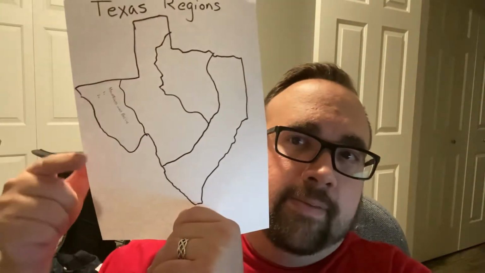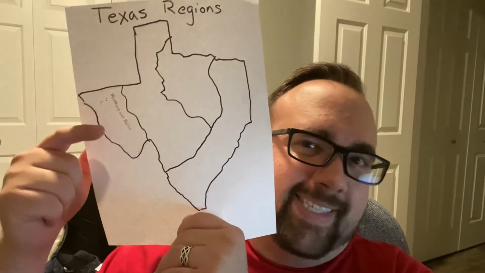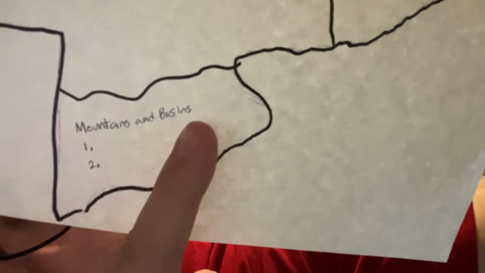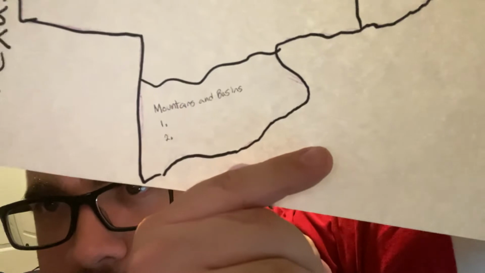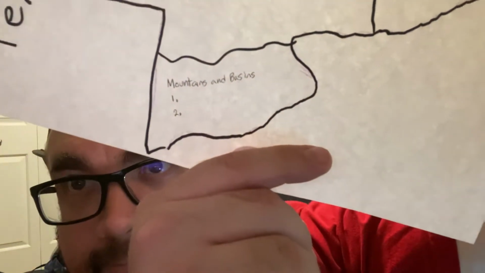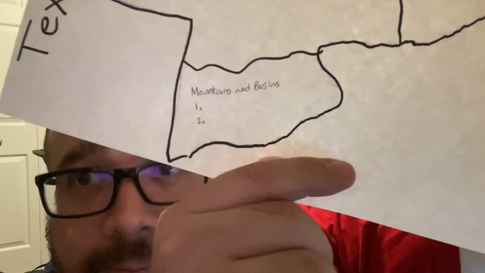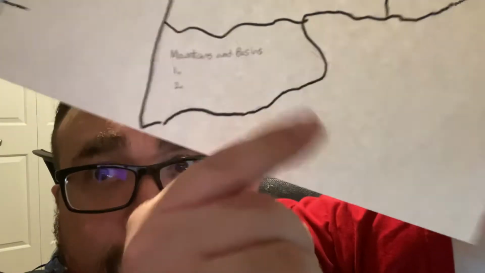So, we have our map. Oh, wait. Mr. Herring added a little something. You can't really see it because it's really small right now. So, let me bring it closer. Look at that. I label it mountains and basins. And I put a 1 and a 2. Let me show it to you again. You can freeze this and make sure yours looks somewhat like this. If you have more room than I do, awesome. Leave yourself some room because you're gonna get to write 2 things here.